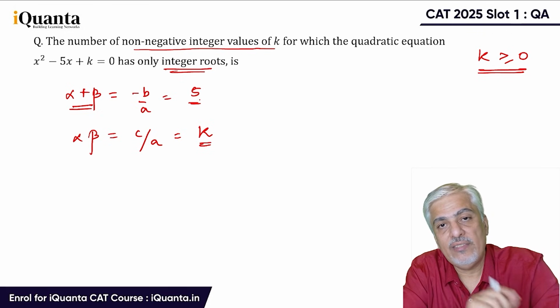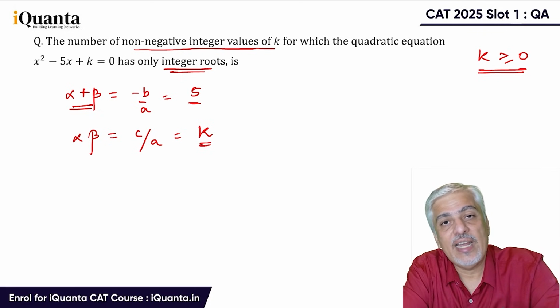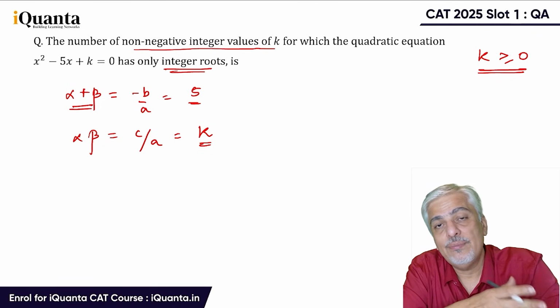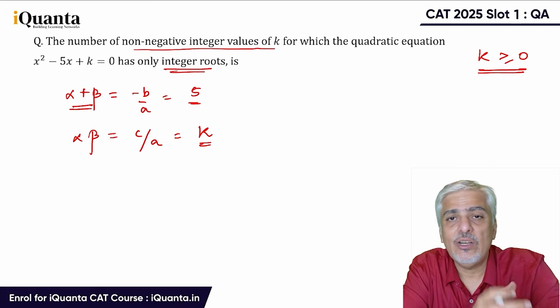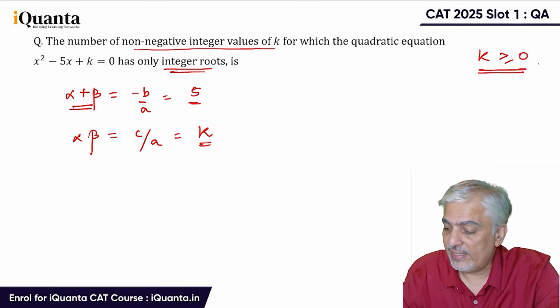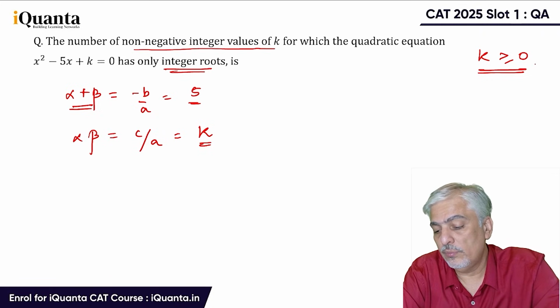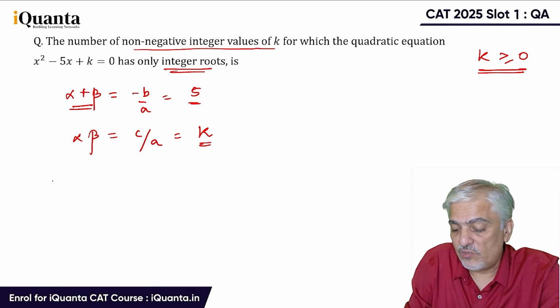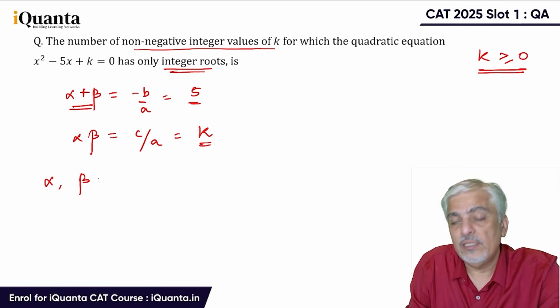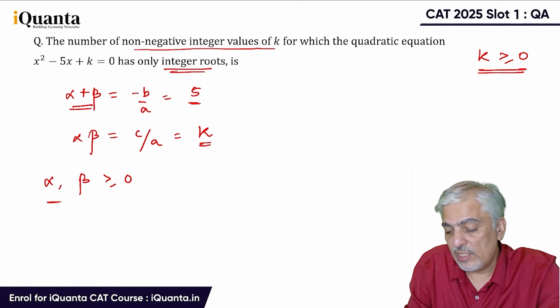Either both can be negative or both can be positive. Now think logically, if alpha plus beta is 5, can both be negative? Obviously not, then the sum would become negative. And both can be positive is the only possibility. Obviously maybe 0 is also allowed, because here k greater than or equal to 0 is also allowed. So alpha plus beta is 5, alpha and beta both will also be greater than or equal to 0.